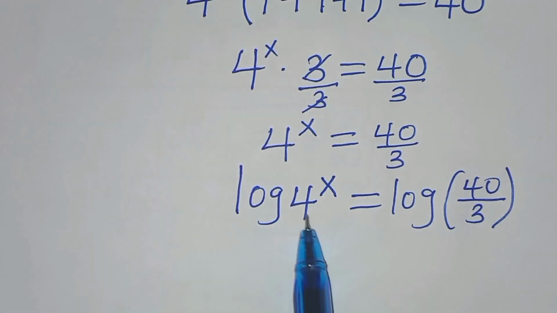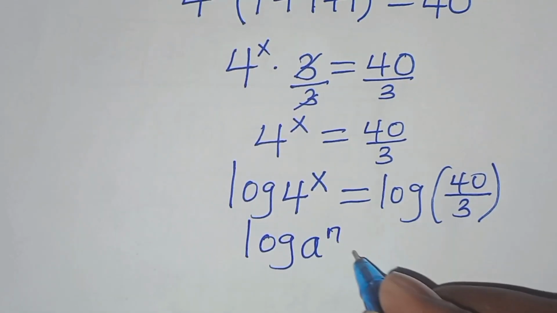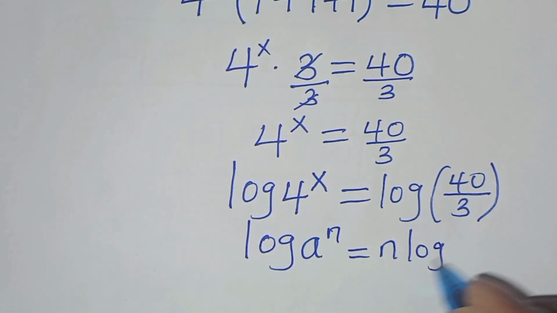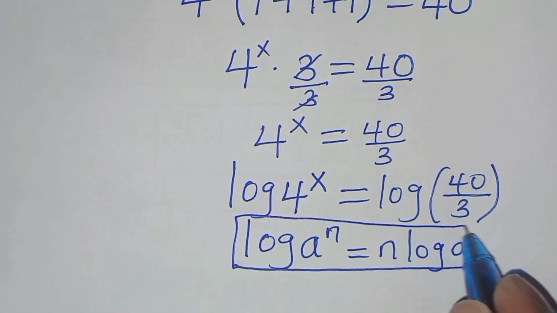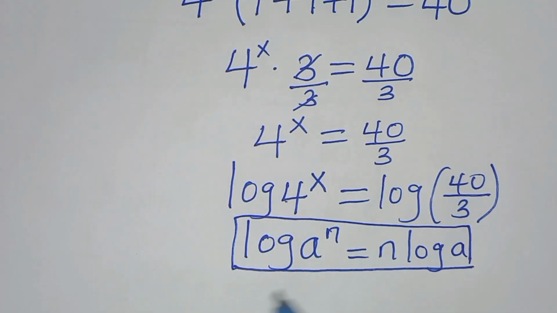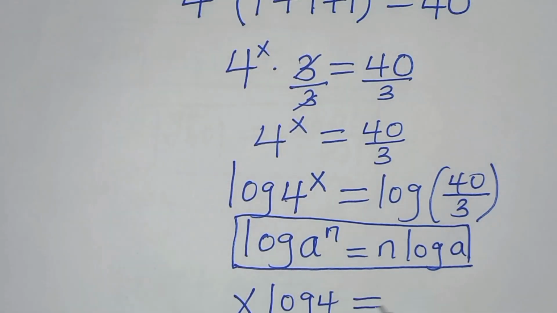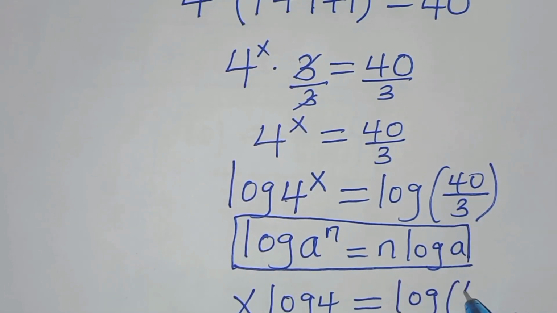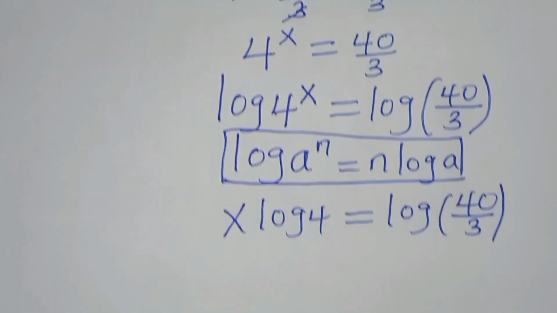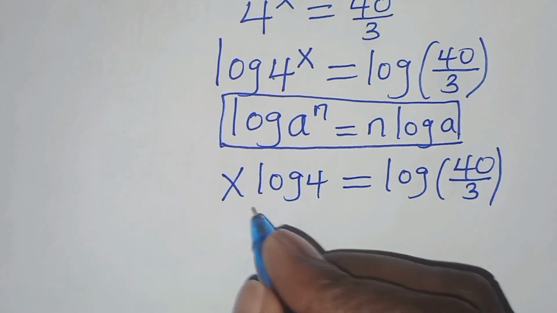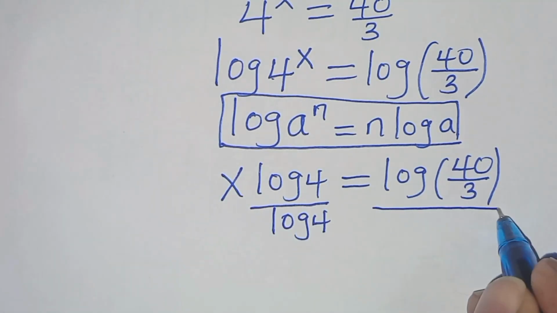So we find that log 4 to power x, this is in the form of log a to power n, which we can express as n log a. Now applying this power rule property of logarithm, then log 4 to power x becomes x log 4. This is equal to log 40 over 3. Now the next step here is to divide both sides by log 4.